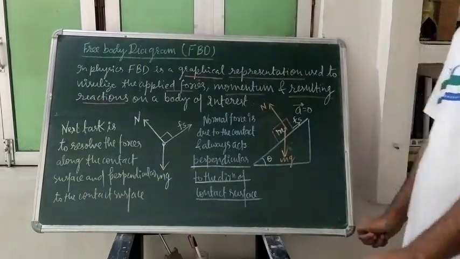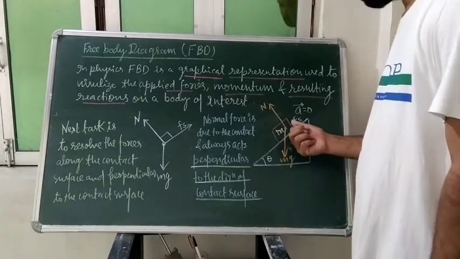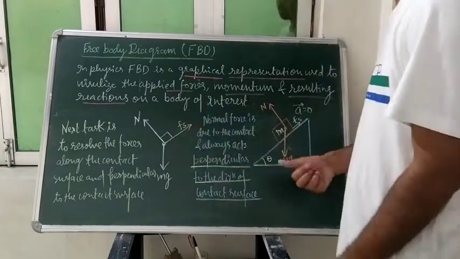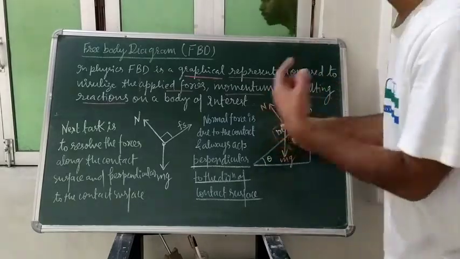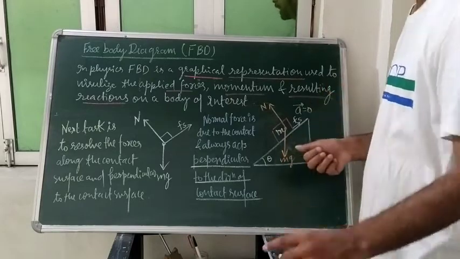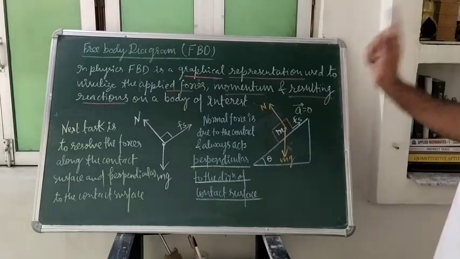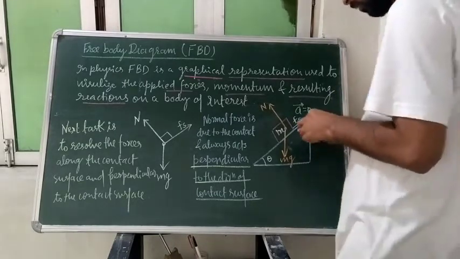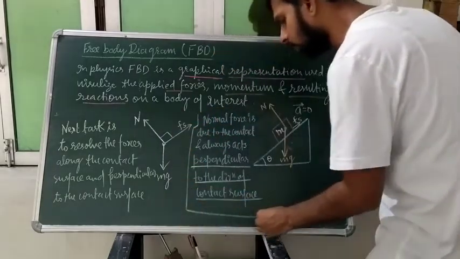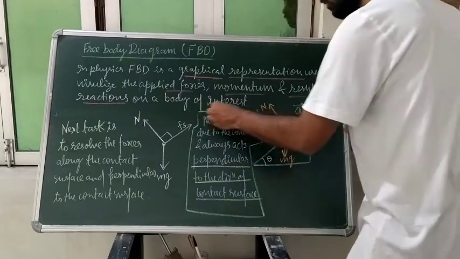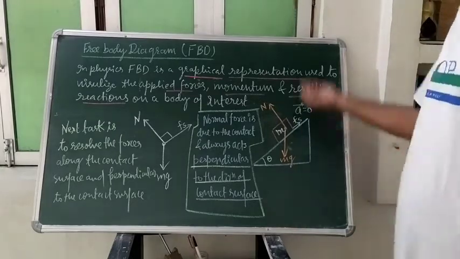Perpendicular to the contact surface. First, we shall assume our object of interest, which I will represent by a dot. What are the different forces acting on it? We will draw that, and the next task will be to resolve the forces along the contact surface and perpendicular to the contact surface. Getting it? You will remember this: the normal force is due to the contact surface and it will always be perpendicular to the contact surface. We will solve more and more problems based on it, and it will become clear to you.